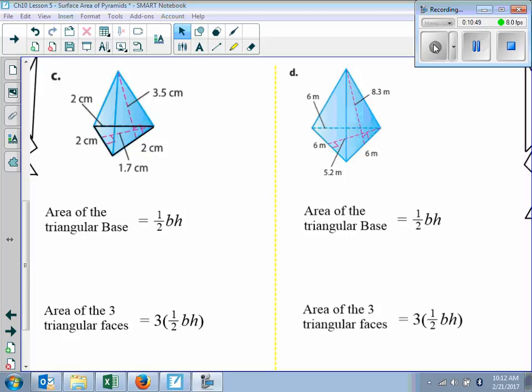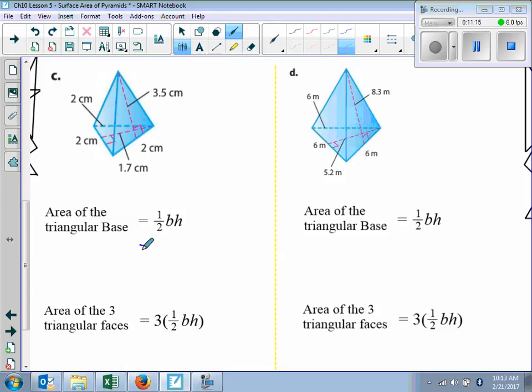All right. So first thing we're going to do is find the area of the triangular base. So once again, we have 1/2 base times height. And see here, I traced it in black. Okay. So we want the base of this triangle, which is 2. And the height of this triangle right there is 1.7. Very good. So we've got 1/2 times the base, which is 2, times the height, which is 1.7.